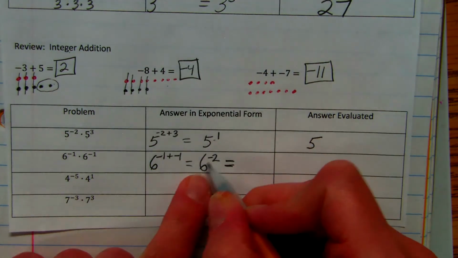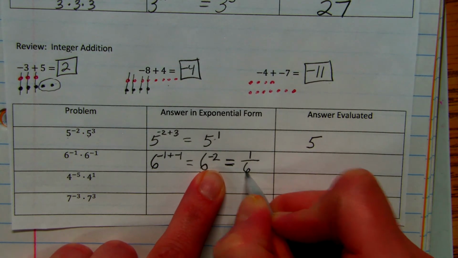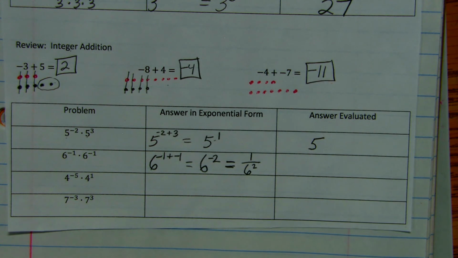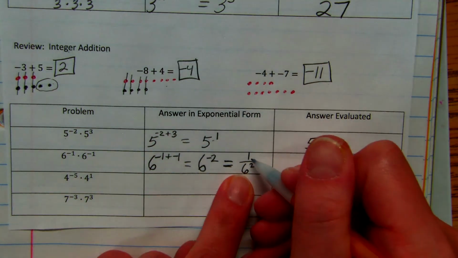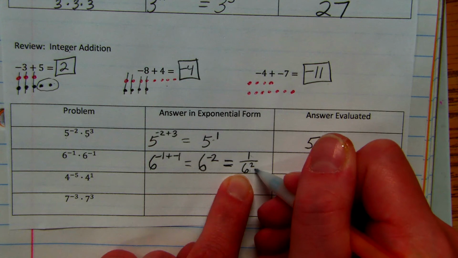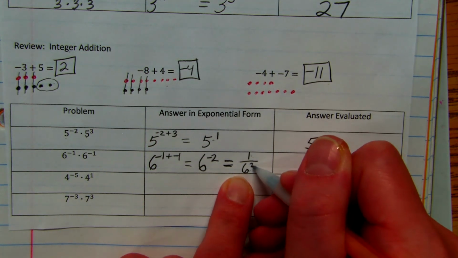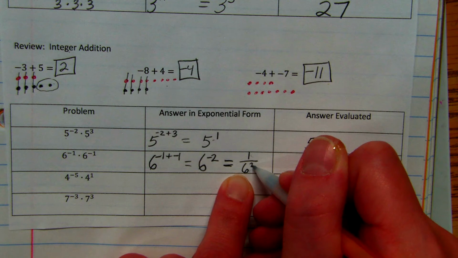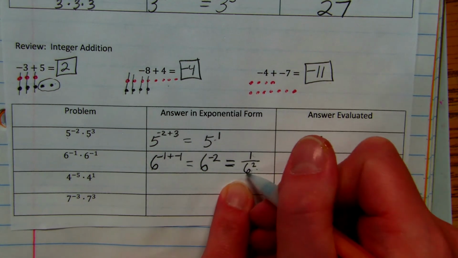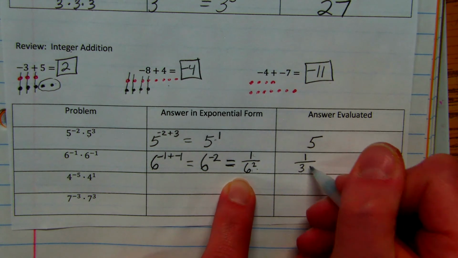So 6 to the negative 2 is the same thing as 1 over 6 squared. We talked a little bit about how this does reciprocals. On your exponential form, this is what I want you to get to for that. They want all of the exponential forms to eventually end up as a positive exponent, because you have to do that to figure out the final answer. Because then down here I'm going to have 6 times 6, and we get 36 in the denominator.